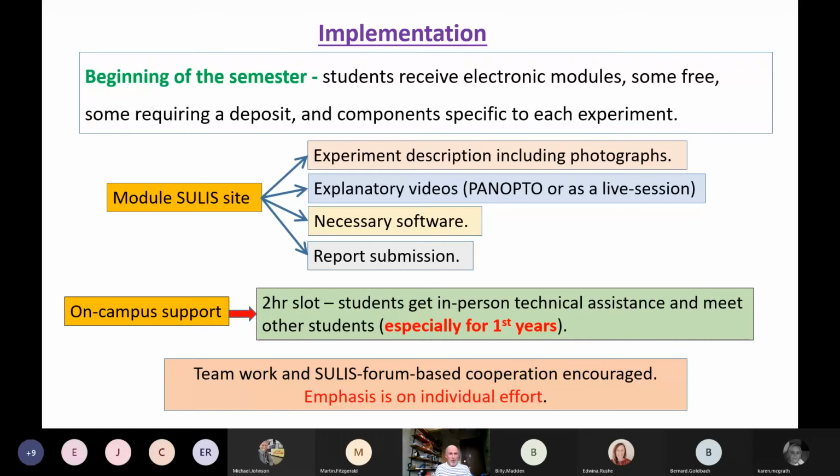And teamwork was encouraged, especially via SULIS forum-based cooperation, but the emphasis really is on individual effort. It is important that students do the pre-lab problems and do the experimental work with all the associated problems that can arise from that, essentially as an individual engineer. But peer-to-peer interaction is not ruled out.